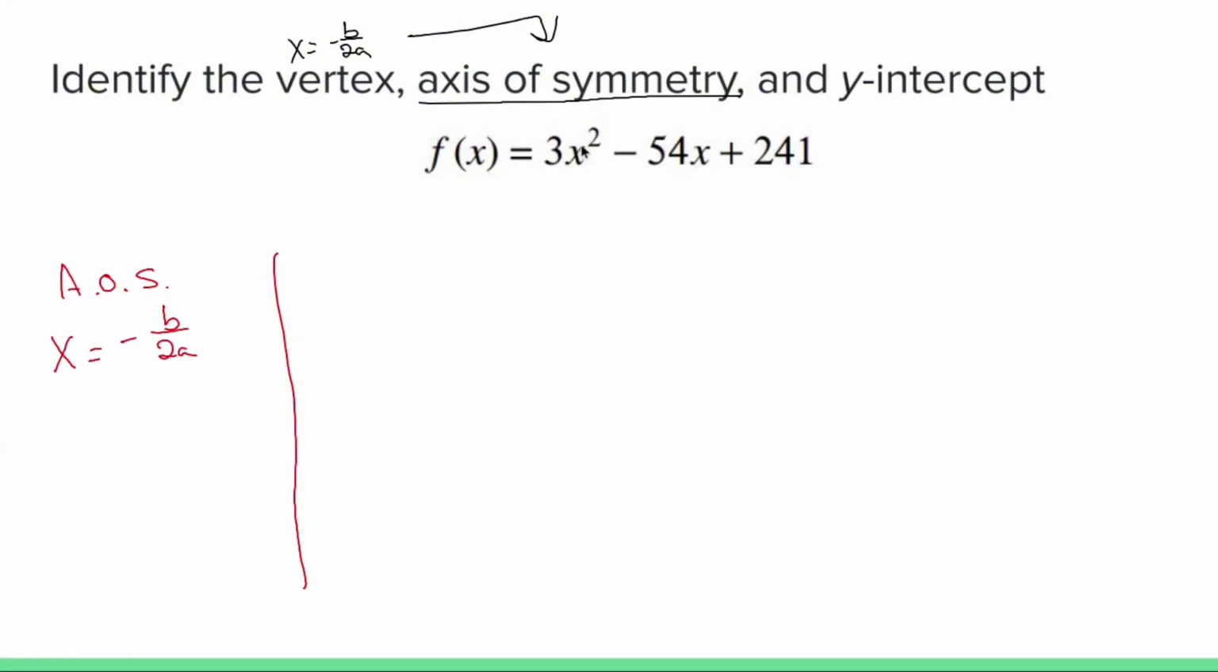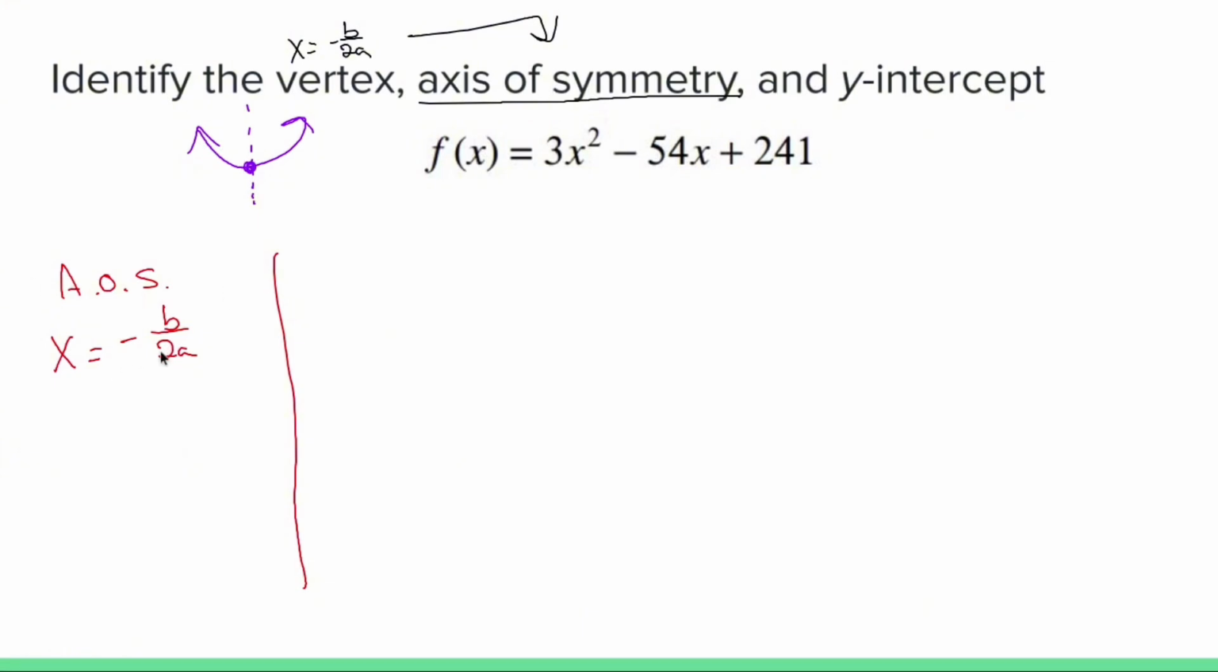Just for a nice visual, really quick before I even get started, that is a quadratic. The leading coefficient is positive, so generally speaking, it's going to look like this. So the vertex is going to be some minimum value. The axis of symmetry is going to be some vertical line that goes through the vertex. And then the y-intercept is going to be easy to find when we get there.